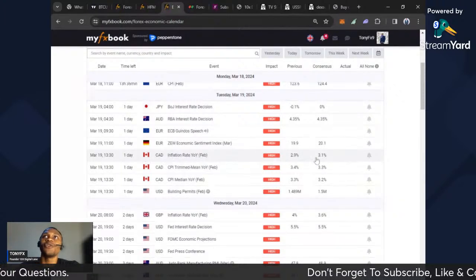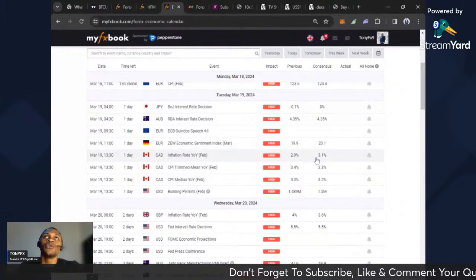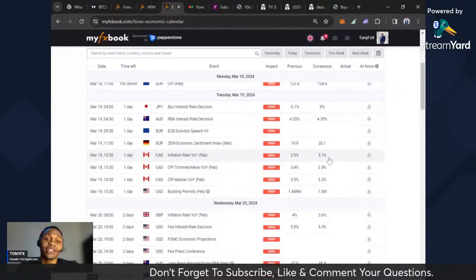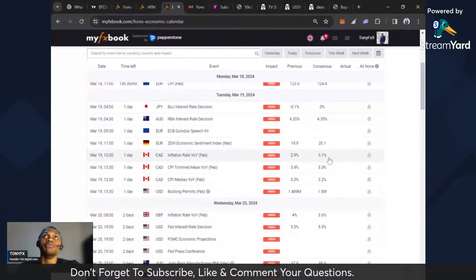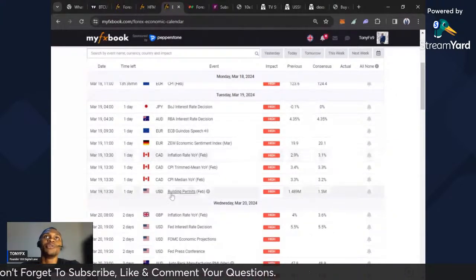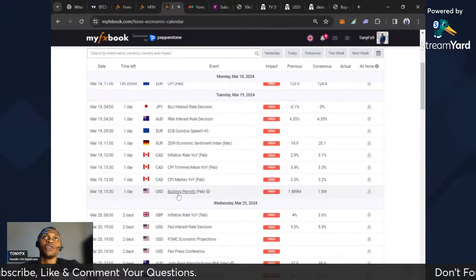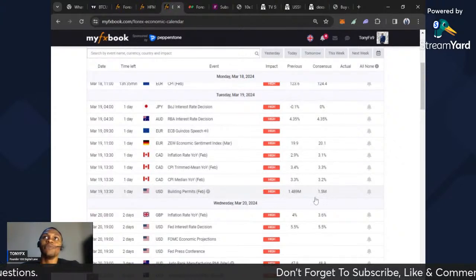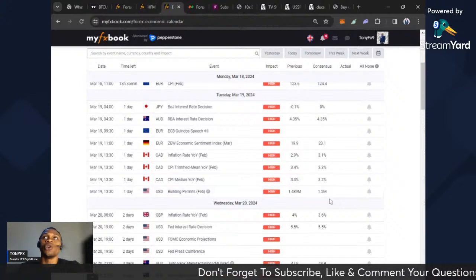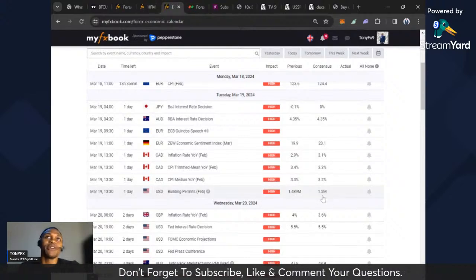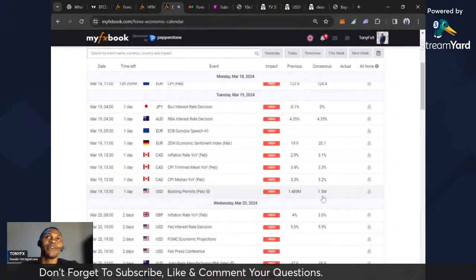If we have a figure higher than 3.1, it is good for the Canadian dollar, and it will give you strength to be bullish. Then we have building permits for the US as well by 1:30 New York session. And if we have a building permit figure higher than 1.5 million, it is good for the United States dollar. But if we have a figure lower than 1.5 million, it's going to be bad for the United States dollar.